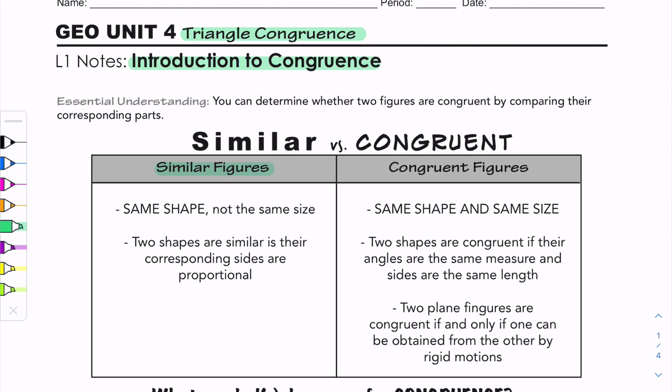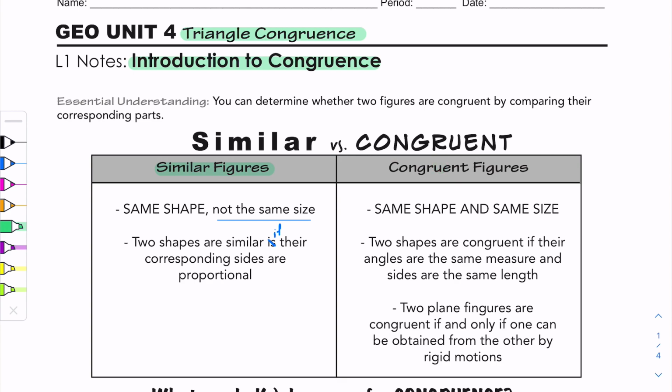So similar figures are the same shape, but they are not the same size. Two shapes are similar if their corresponding sides are proportional. That means that the scale factor, which we learned about last unit, has to be the same throughout the entire figure for a figure to be similar. But in general, similar figures are not the same size. They are only the same shape.